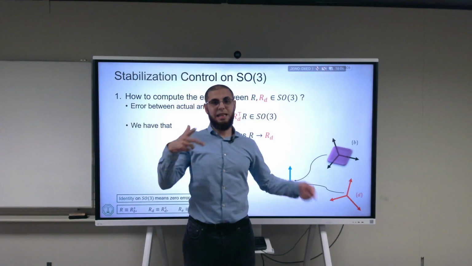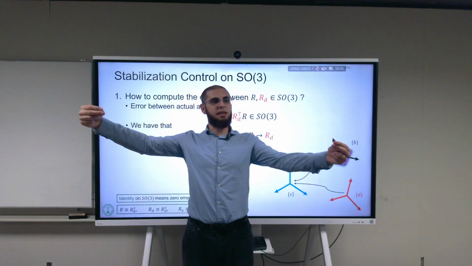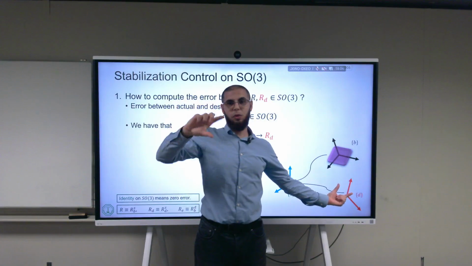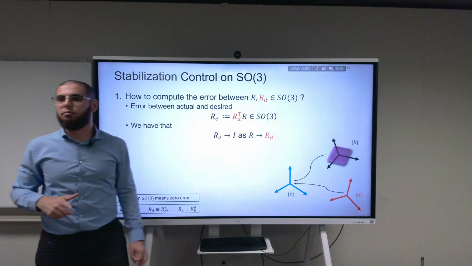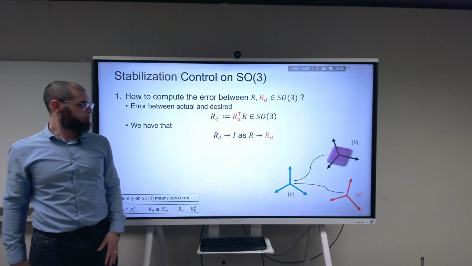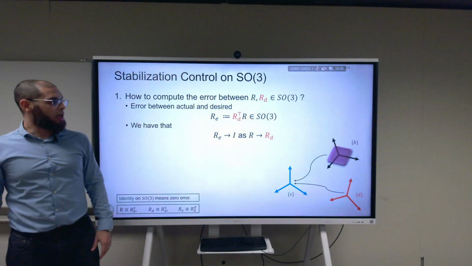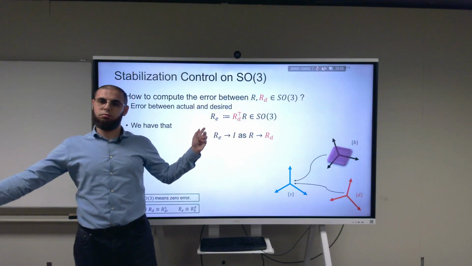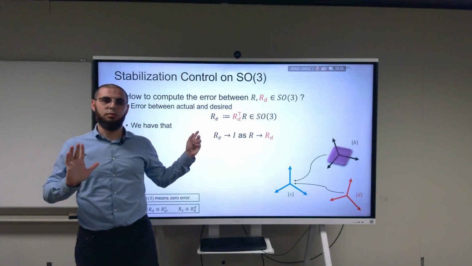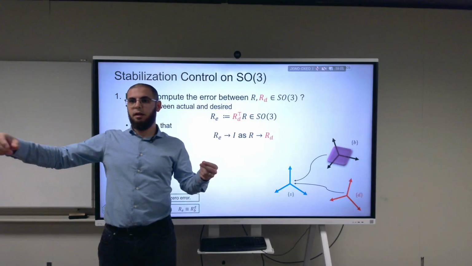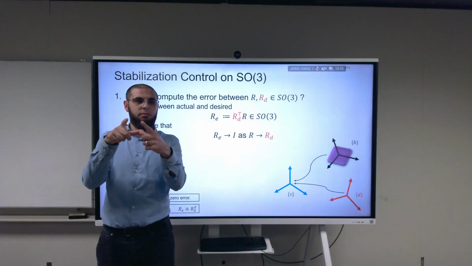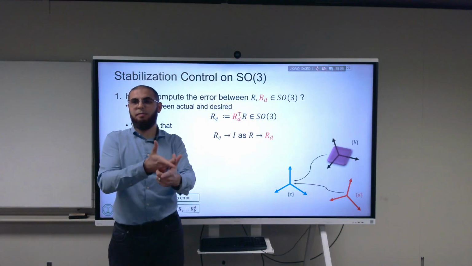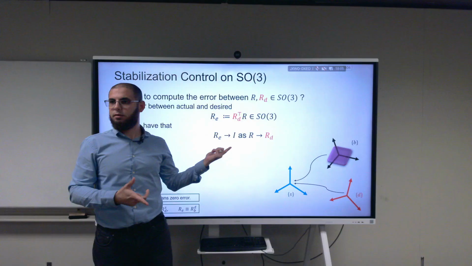That's the generalization of psi minus psi desired, right? We don't have a minus sign here. We just have a group operation. So we multiply the two together in this way. Make sense? So if I want R to go to R desired, what should RE go to? Identity, not 0. When I have a vector space, and the 2 vectors are the same, I get 0. So psi minus psi desired, I get 0. But here, if R and R desired are the same, I get the identity matrix, right? Make sense?